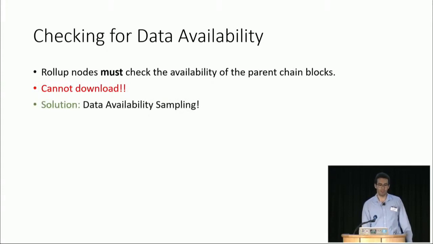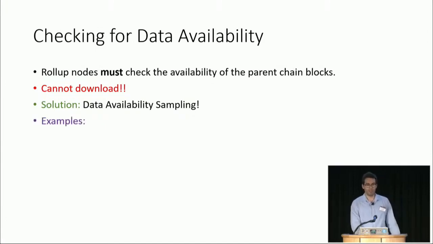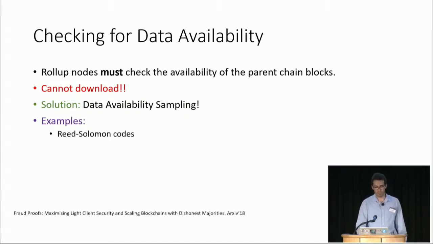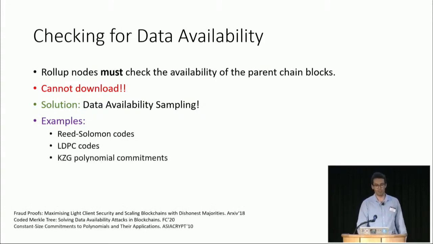They would rely on something called a new holy grail in the blockchain space called data availability sampling. There are some examples of data availability sampling protocols here. They have been developed based on erasure codes or error correcting codes, such as Reed-Solomon codes, LDPC codes, and KZG polynomial commitments. This is currently being implemented by many different blockchains, and it's an area that still requires a lot of research. But yeah, this is currently the solution that we would need to ensure accountable safety for rollups.